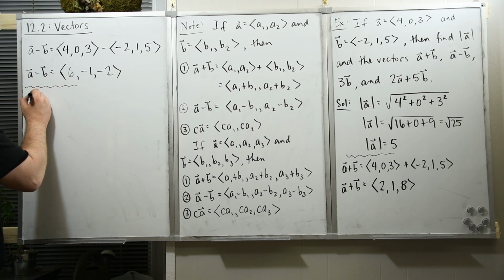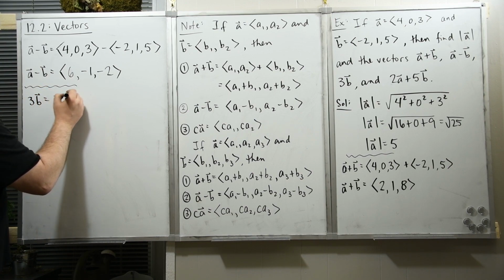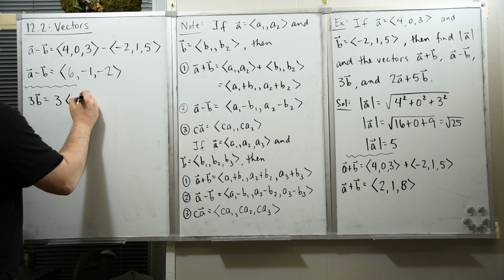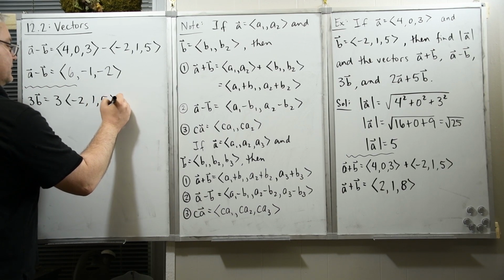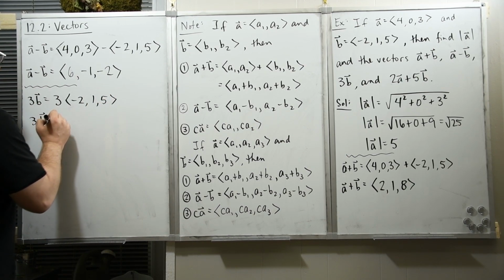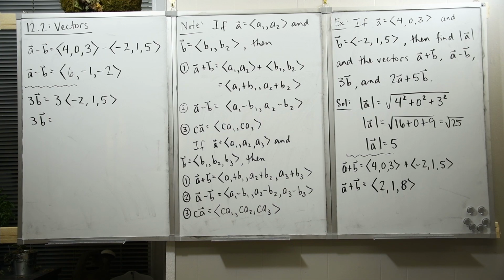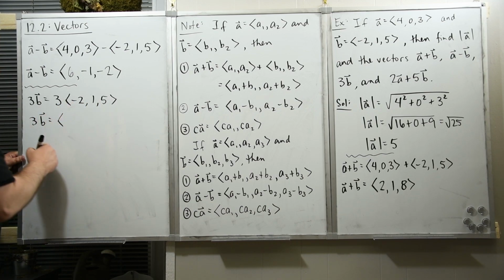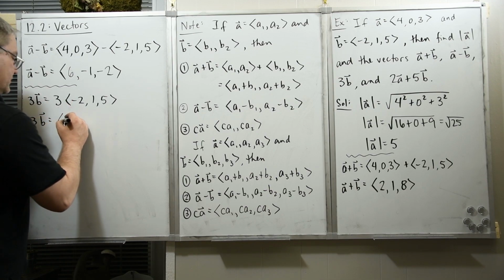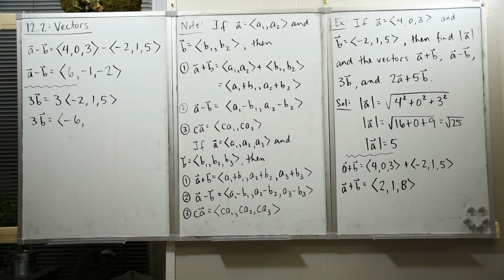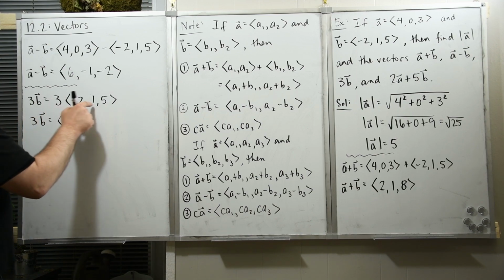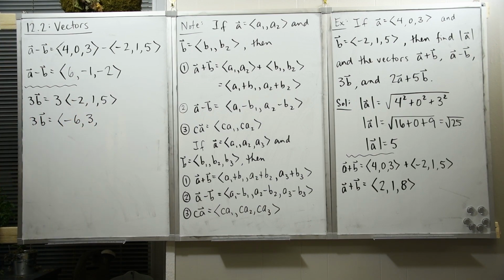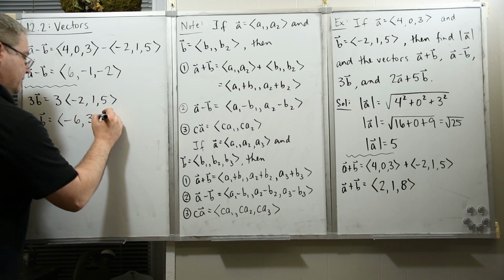Next on the list is 3B. So we're going to take 3 times the vector with components negative 2, 1, and 5. And this is also really nice because all we have to do is multiply each of the components of B by 3. And so the first component of 3B is 3 times negative 2, or negative 6. Second component of 3B is 3 times 1, which is 3. And the third component of 3B is 3 times 5, which is 15.